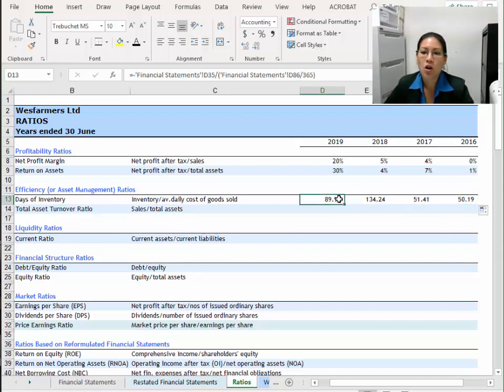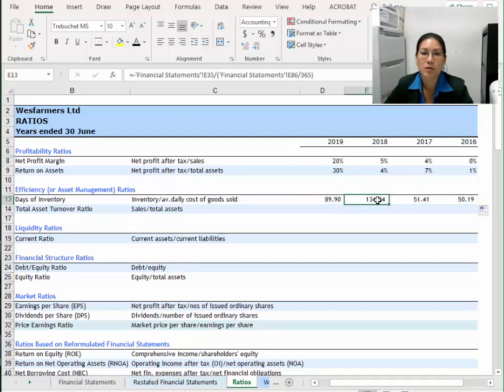And over time, I've actually increased that. I'm taking a bit of a longer time to sell my goods to my customers. It's almost at 90 days now. So the trend is not good. But if you look at the 2-year trend, it is good, because we were on par for about 2016, 2017.